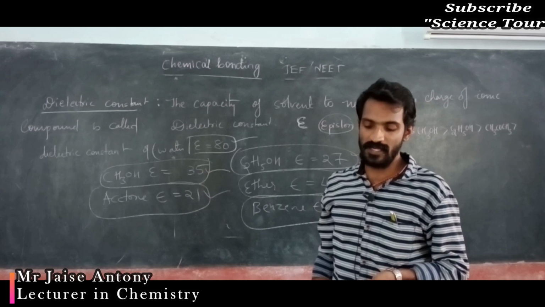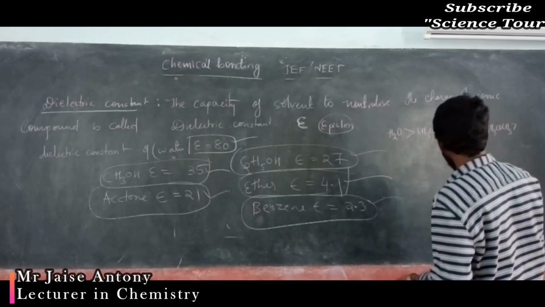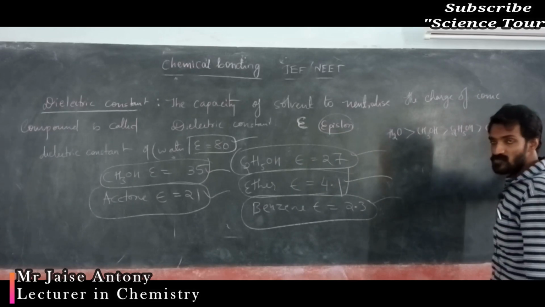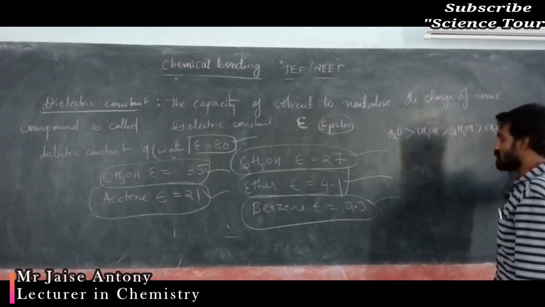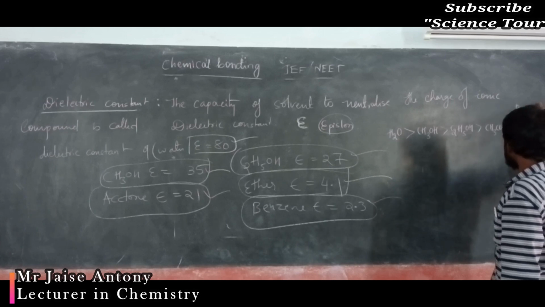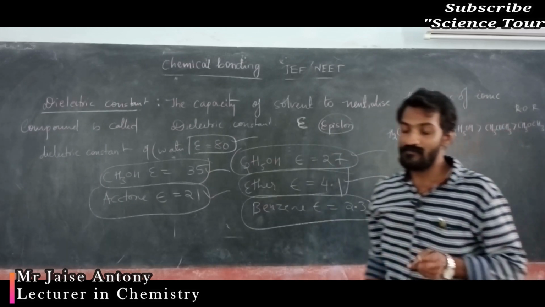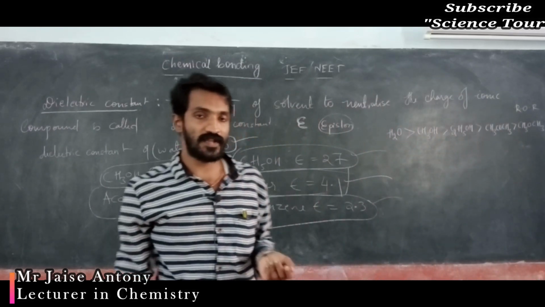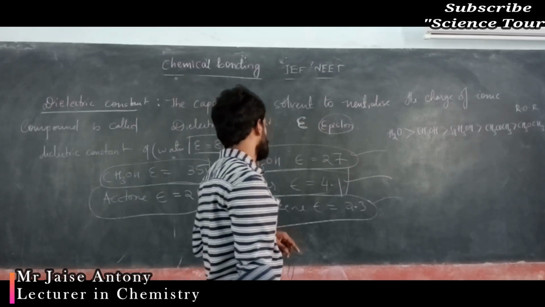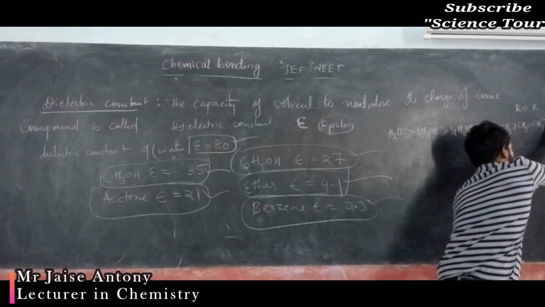Okay, ROR means you can write anything. Understood? In ROR, R you can substitute, my dear students. R is a methyl or ethyl group. I write here methyl group, ROR. See, ROR is nothing but ether. In the place of R I substituted with methyl or ethyl, any alkyl group you can substitute. Then benzene, C6H6.